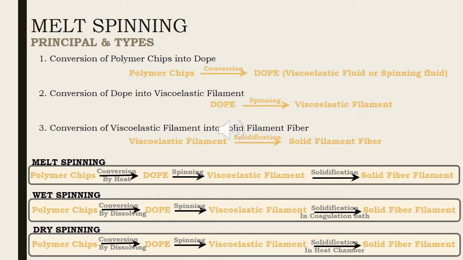In the third stage, when viscoelastic filament is solidified into solid filament fiber, it is extended by drawing process. The drawing process decreases diameter. Drawing means stretching the fiber to make it longer. Okay, in drawing process, diameter of the fiber decreases and orientation of solid filament fiber could increase while it improves the degree of crystallinity.